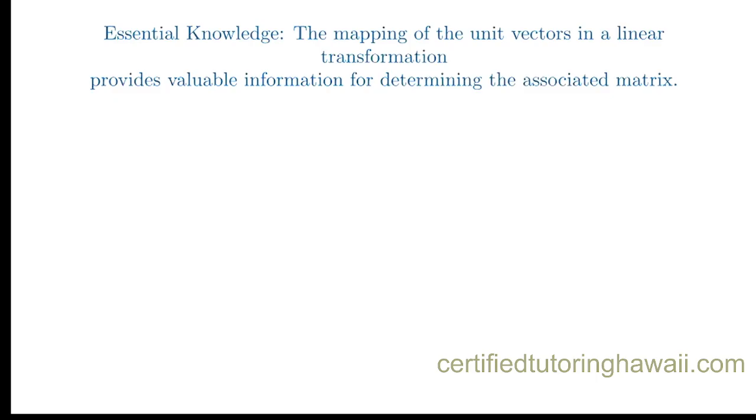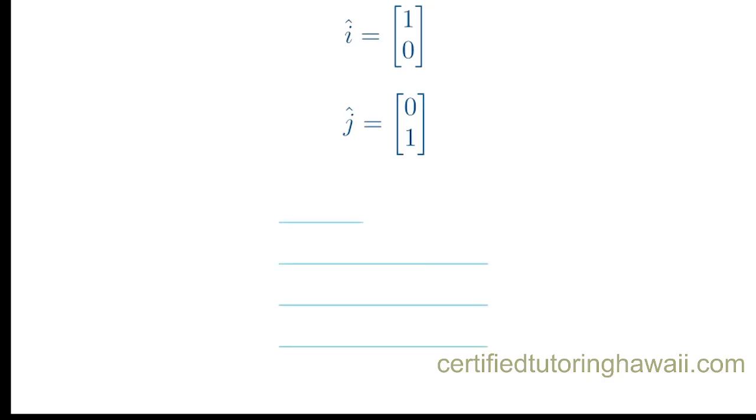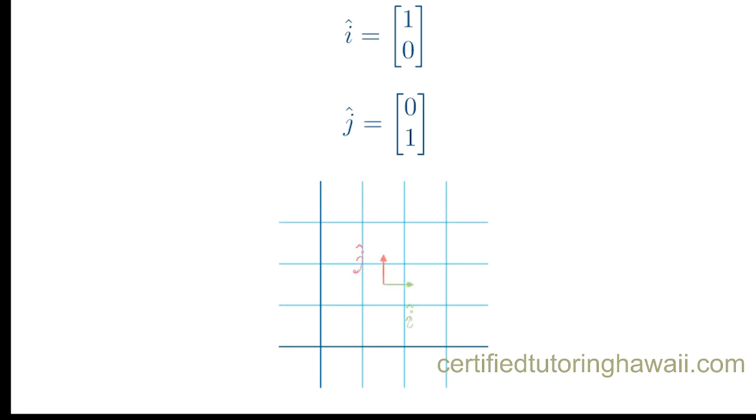Let's define our standard unit vectors. We have i hat, which is the vector (1, 0), and j hat, which is the vector (0, 1). You can visualize i hat as pointing along the positive x-axis and j hat as pointing along the positive y-axis. Any vector in the plane can be written as a linear combination of these two unit vectors. For example, a vector v with components x and y is just x times i hat plus y times j hat.